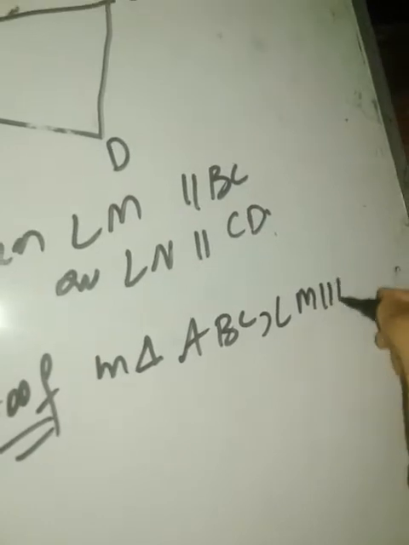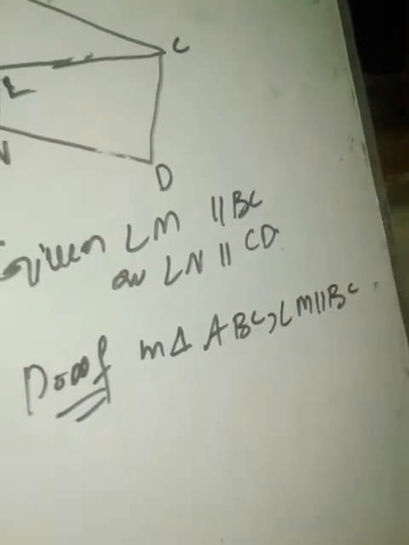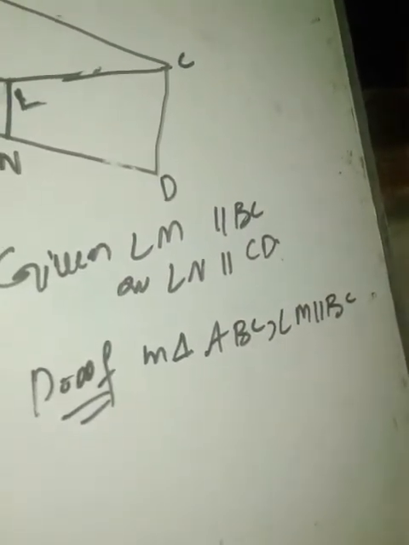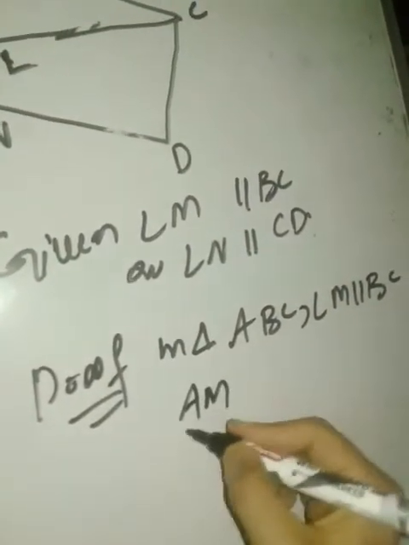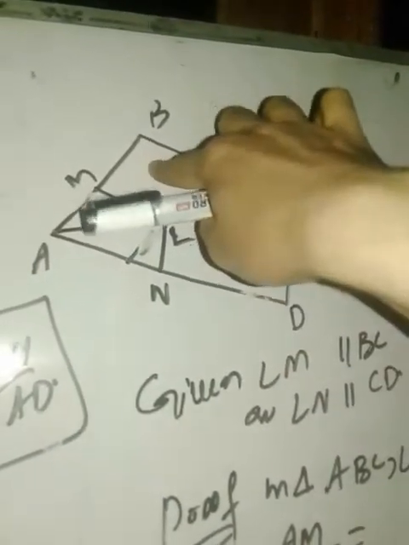LM parallel to BC, is it? Of course it is, as it is given. So if LM is parallel to BC, it means what? It means, can we write it, then AM divided by AB. Have a look. Use the Thales theorem.